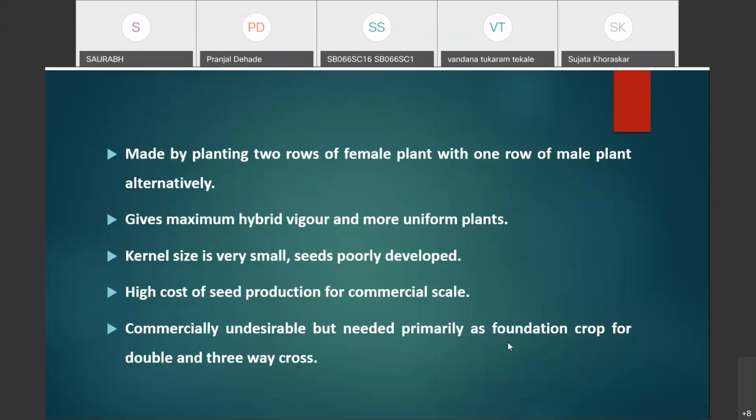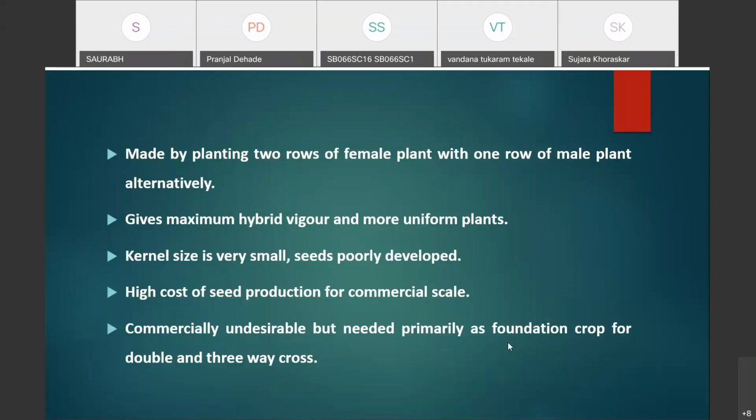The advantage of using this method is that it gives the maximum hybrid vigor and more uniform plants. And therefore, as it gives more uniform plants, in America this method is used commercially for the production of sweet corn.